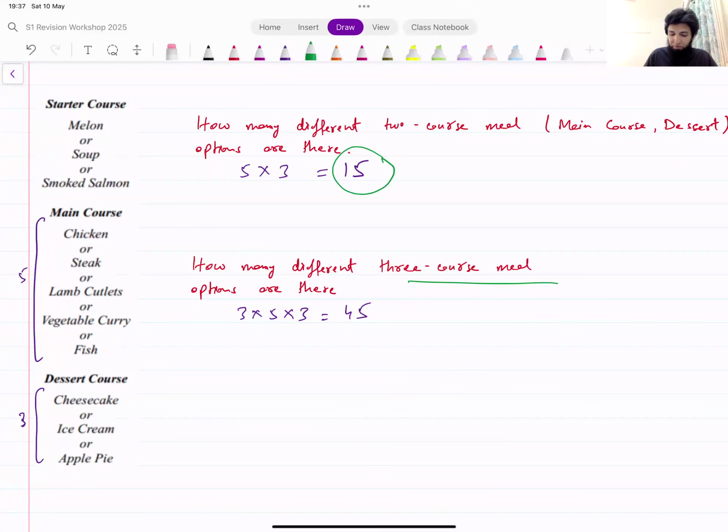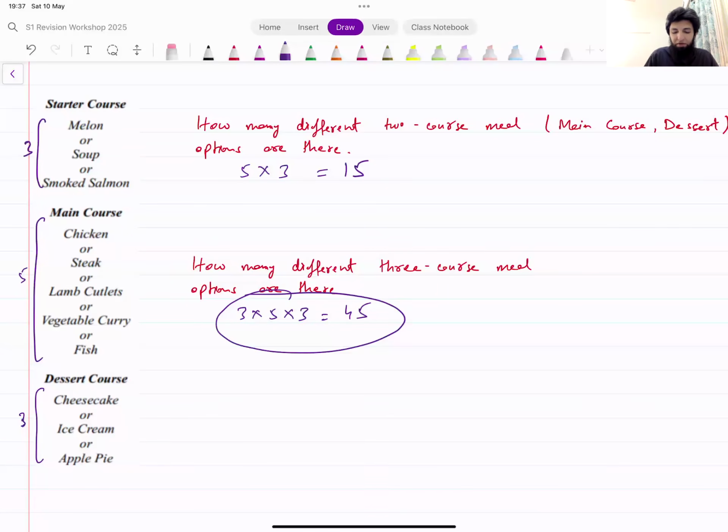If you wanted a 3-course meal, that means you wanted a starter and a main course and also a dessert. For starter, we've got 3 options. We would say it's 3 times 5 times 3, and that's 45. It will be 45 different options that you can have if you choose a 3-course meal.